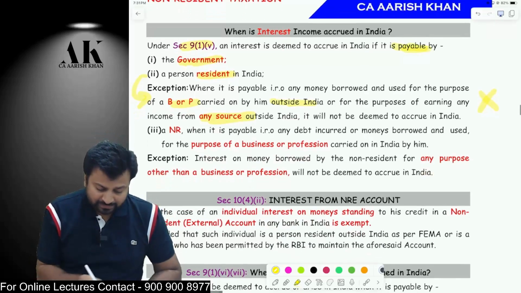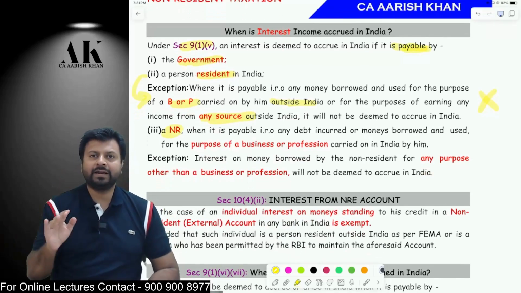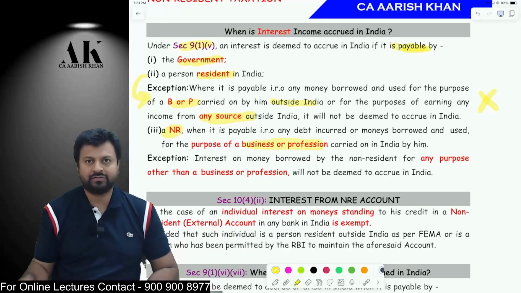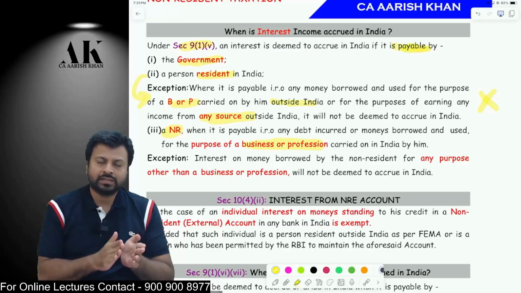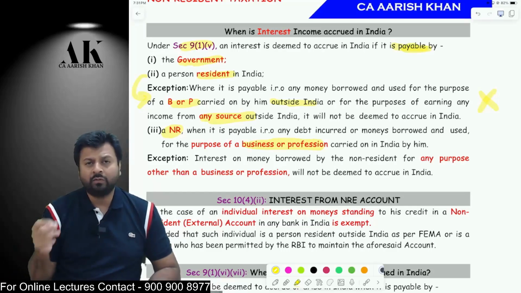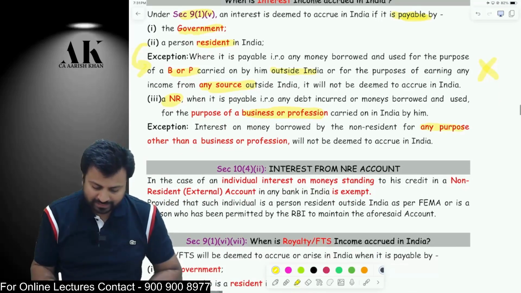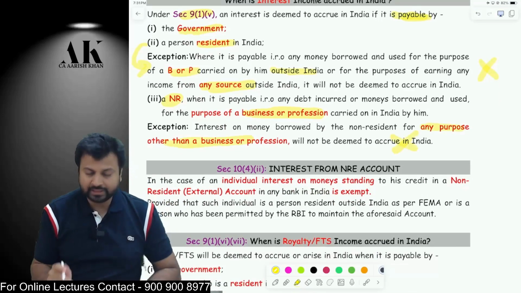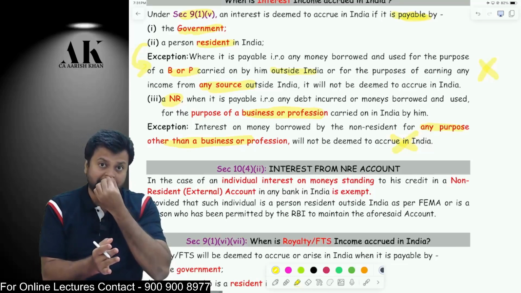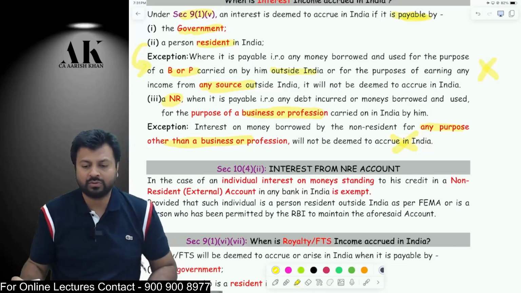Third one, if it is payable by an NR, then it is accrued in India only if it is used in India for the purpose of business and profession. Suppose one NR is giving a loan to another NR and that money is used in India for the purpose of business, then the interest is accrued in India. What if the NR uses that money in India for other purposes? If the NR uses that money in India for other than business purposes, then it is not accrued in India. So one NR is giving a loan to another NR and the other NR is using that money in India for other purposes, then it is not deemed to accrue or arise in India.